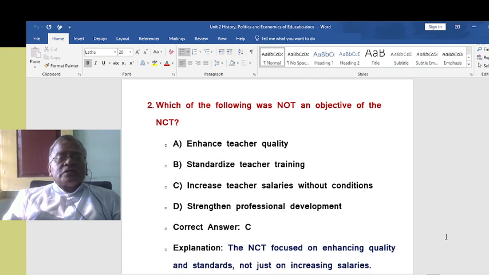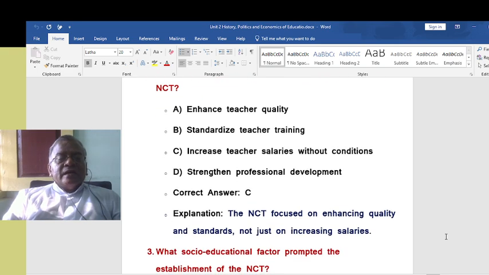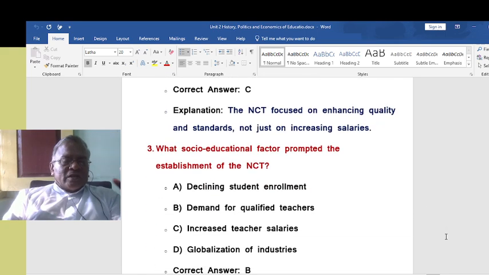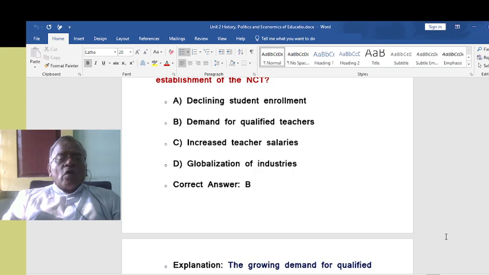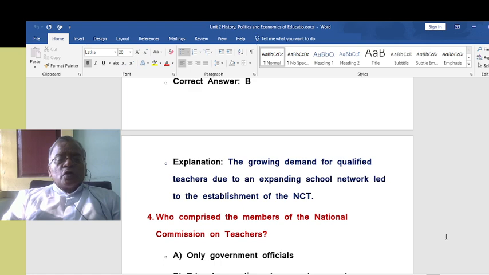Which of the following was not an objective of NCT? That is, increase teacher salaries without conditions. அது இல்லை. நம்ம ஏற்கனவே கூட இந்த மாதிரி கேள்வி வந்துச்சு. கண்டிஷன்ஸ் இல்லாமல் யார் சம்பளம் கொடுப்பா, இப்படிலாம் வேலை செஞ்சால் சம்பளம்னு சொல்லுவாங்க. ஸோ அந்த அர்த்தத்தில். So what socio-educational factor prompted the establishment of the NCT? That is a demand for qualified teachers. The growing demand for qualified teachers due to an expanding school network led to the establishment of the NCT.